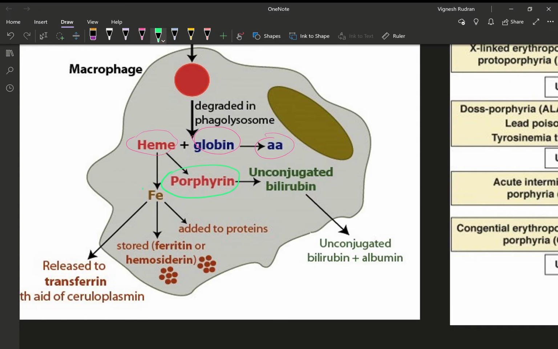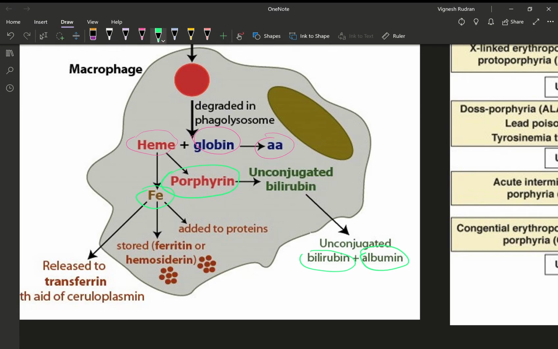And iron. So iron is mostly reused in our body. Our body doesn't need a lot of iron in a daily RDA, which is the required daily amount. So you don't need a lot of iron, and it reuses most of the iron. I will show you all of that. But porphyrin is converted into bilirubin and albumin. Albumin is again a protein, and bilirubin is a bile pigment. So that would be the basics of hemoglobin metabolism.